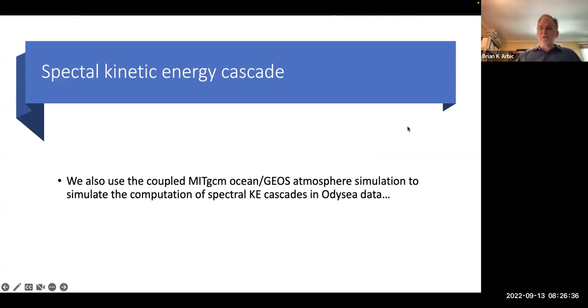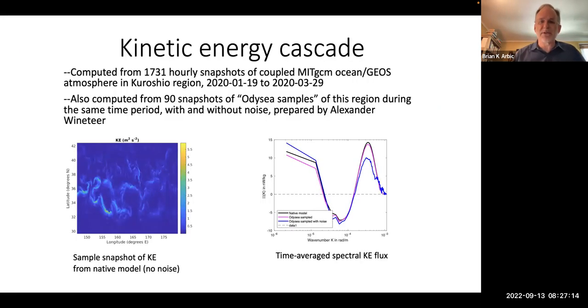Okay, so now having said a little bit about the coupled model, which I'm sure everyone here has heard about, it's heading towards, I think, a 1/48th degree ocean and, I forget exactly, a 1/32nd degree atmosphere; maybe Dimitri or Patrice would know. I want to show very quickly two other Odyssey-relevant results from those simulations. First of all, I suggested to a few of you that we should simulate the computation of spectral kinetic energy cascades in Odyssey data. So, totally shifting away from the drifter comparison, but still Odyssey relevant.